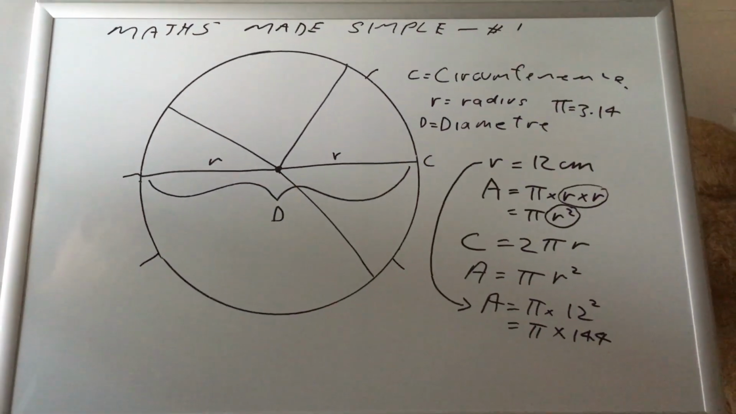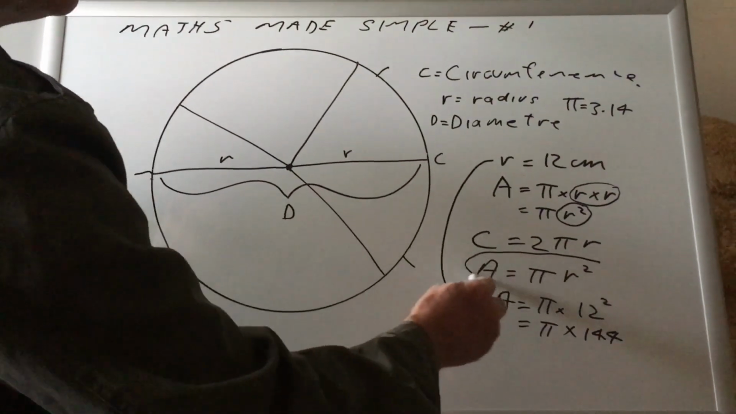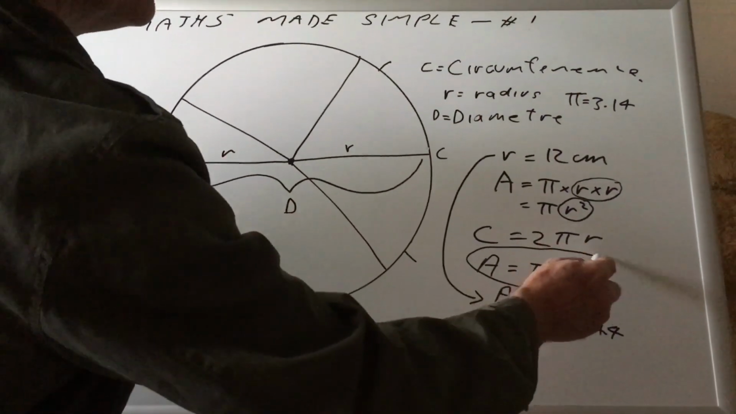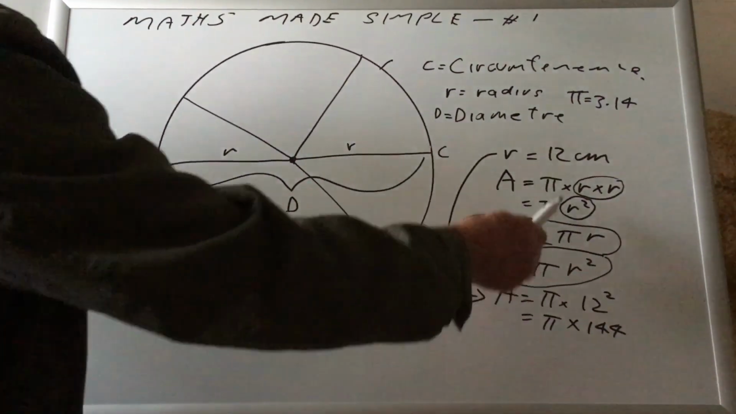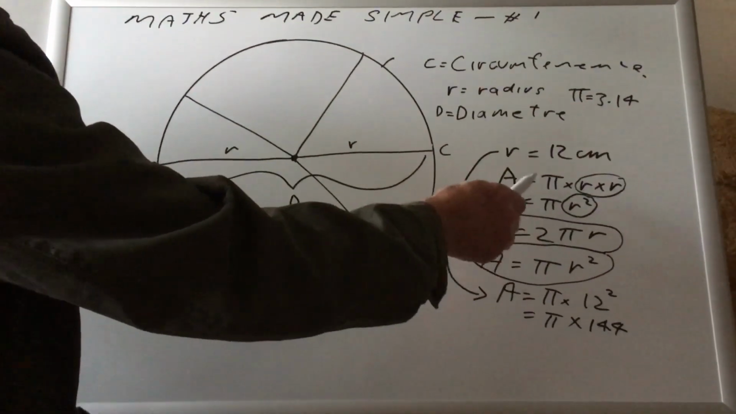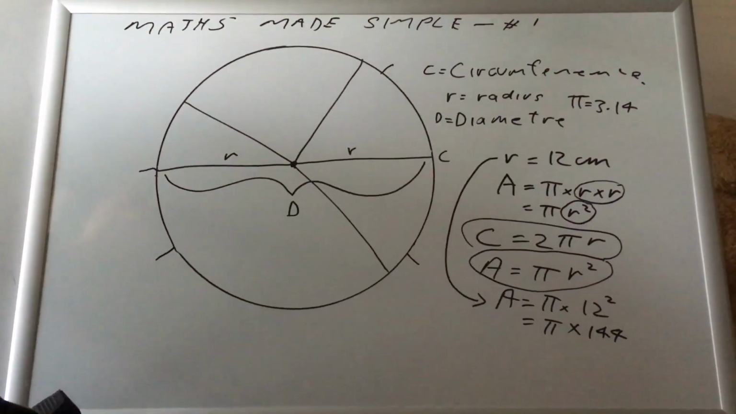So that's the end of the lesson today. So we can work out the area of a circle, pi r squared, or we can work out the circumference, 2 pi r. And everything is based on this amazing number pi, which I will talk about later in other tutorials.